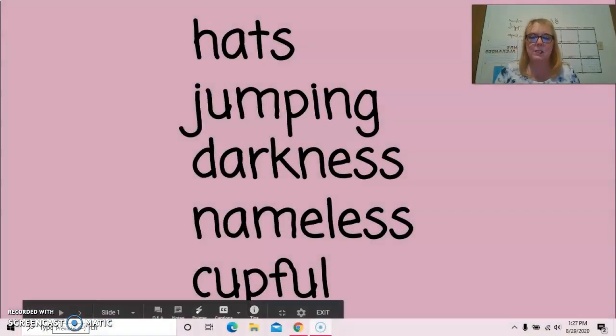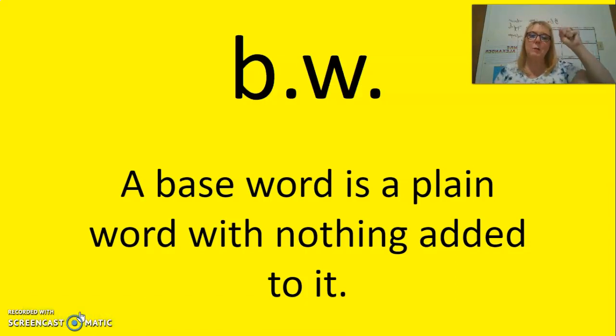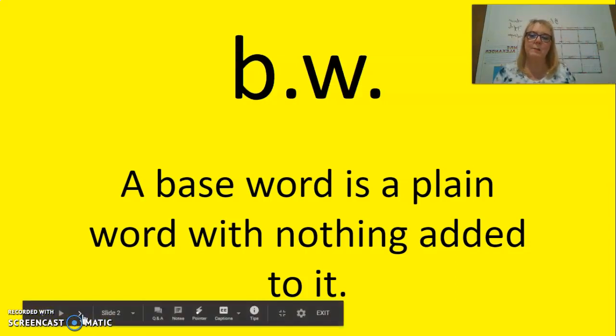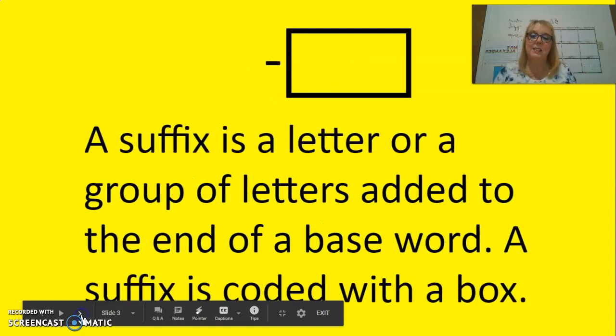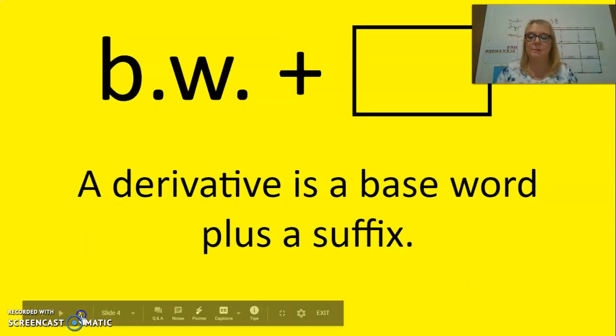Let's look at some words. What do you see at the end of those words? Oh, well, let's review what a suffix is to start off with. A base word is a plain word with nothing added to it. A suffix is a letter or a group of letters added to that base word. We code a suffix with a box. A base word plus a suffix is a derivative.